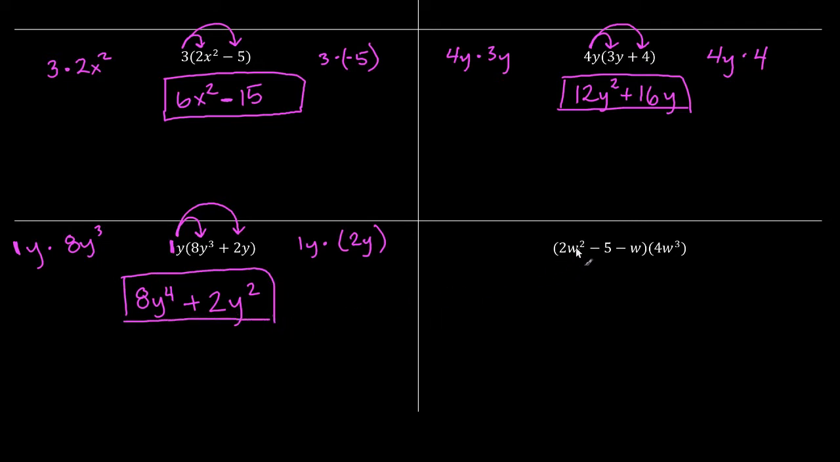One more. Alright, now this one looks slightly different, but it's the same thing. We have these 3 terms on the inside times this 1. So if you want to think about it this way, you can do it like this. So 4w to the third times 2w to the second. 4w to the third times -5. 4w to the third times -w or -1w. So 4 times a positive times a positive is a positive. 4 times 2 is 8. W to the third, w times w times w times w times w is w to the fifth.